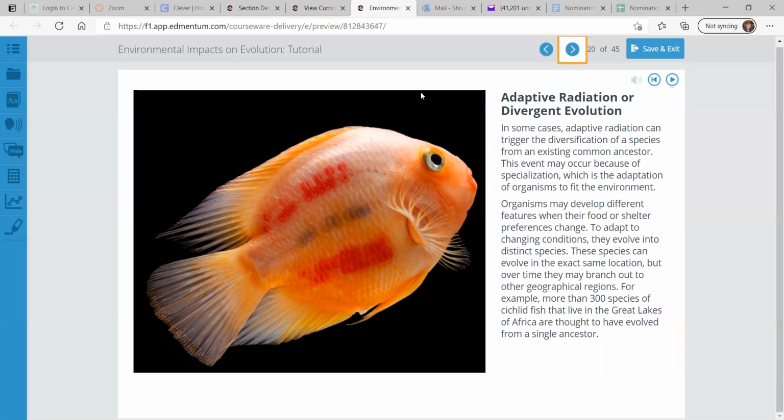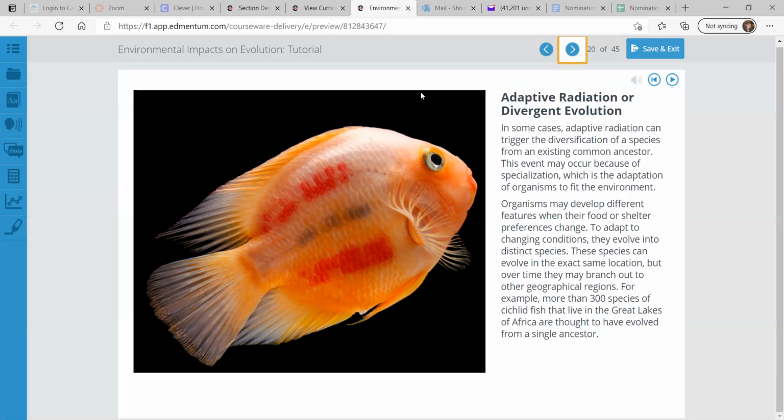Adaptive radiation or divergent evolution. In some cases, adaptive radiation can trigger the diversification of a species from an existing common ancestor. This event may occur because of specialization, which is the adaptation of organisms to fit the environment. Organisms may develop different features when their food or shelter preferences change. To adapt to changing conditions, they evolve into distinct species. These species can evolve in the exact same location, but over time, they may branch out to other geographical regions.